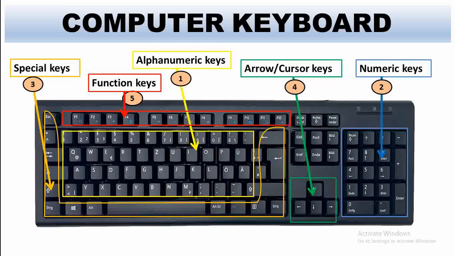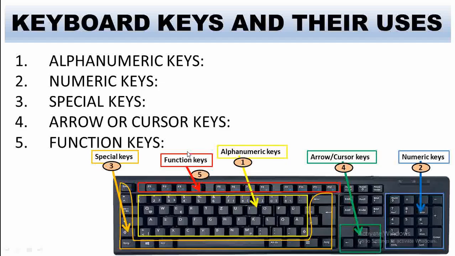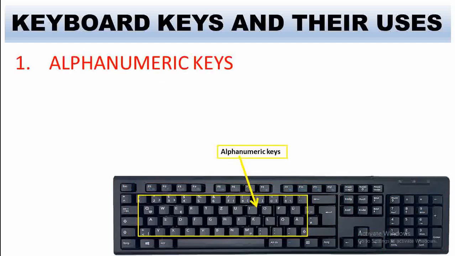Like I said, there are 5 sections in the keyboard. The first one is alphanumeric keys, where we have alphabets and numbers. We have the numeric keys at the right side of the keyboard, where we have only numbers. We have the special keys that surround the alphanumeric keys. We have the arrow or cursor keys, and we have the function keys. Each of these keys, we are going to take one after the other. We are starting with the first one, which is alphanumeric keys.